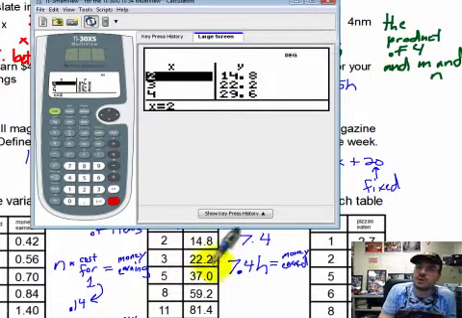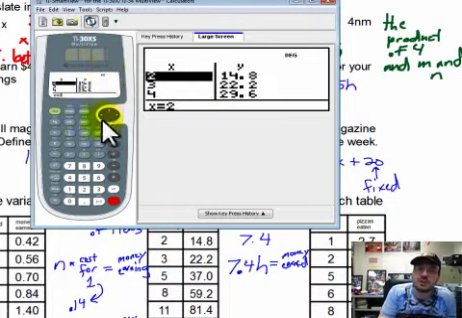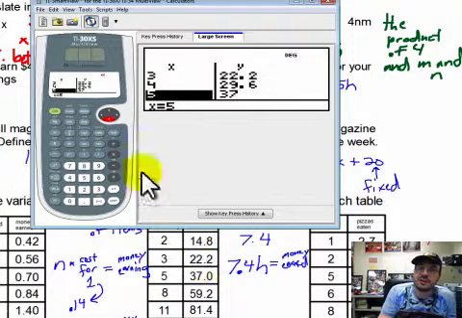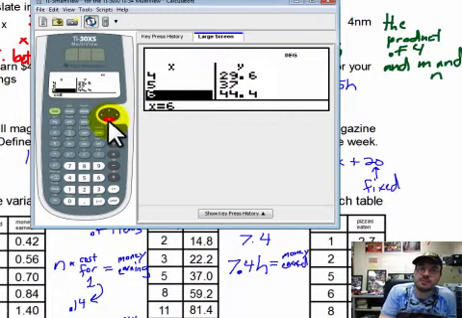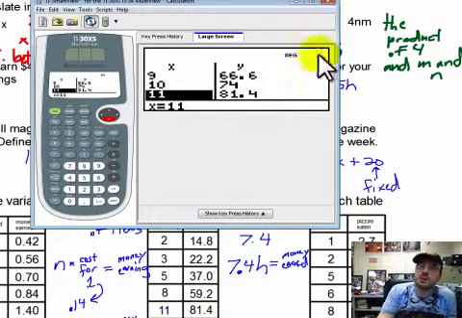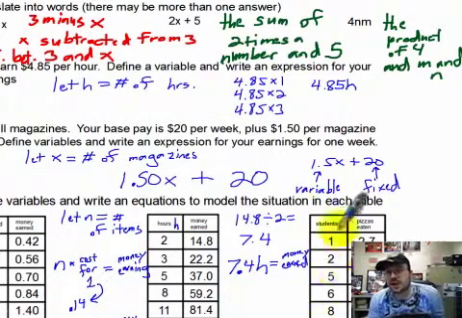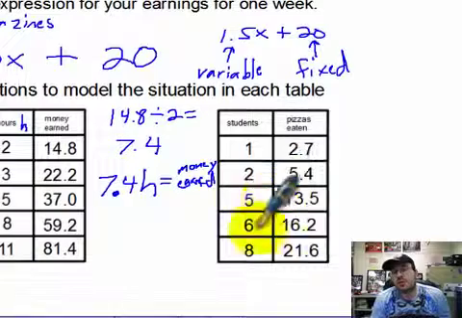3 gives you 22.2. So apparently my expression seems to be working so far. 5 gives you 37, which is what I have here. 8 gives you 59.2, so that's good. And let's check 11, 81.4. So basically, you're going to figure out, and I'm going to let you do the third example.